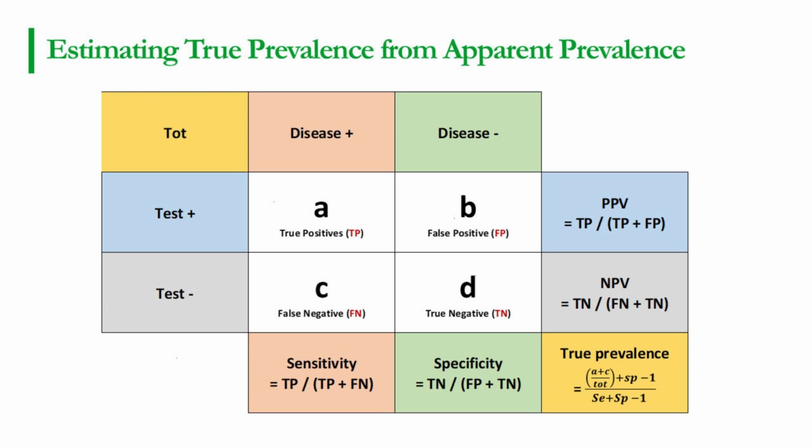Apparent prevalence is tied to the test-positive row, total A plus B over the full total. True prevalence is tied to the diseased column, total A plus C over the total. The yellow box shows the adjusted true prevalence formula, linking the survey result back to sensitivity and specificity.